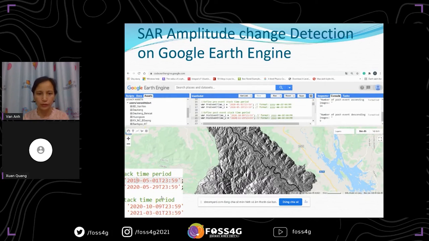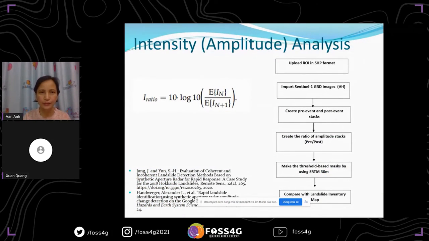So we hope to compare the change of the surface with the landslide occurrence using the single look complex of Sentinel-1 images. So this is the flowchart of using Sentinel-1 for detecting change in the image. Here it is a very simple thing: before and after images, using ratio images between them.